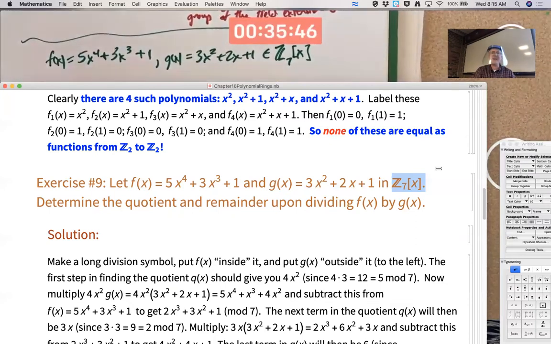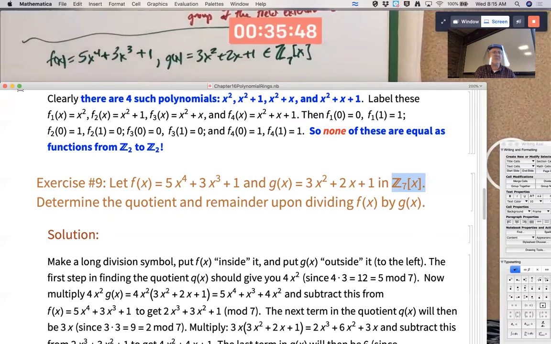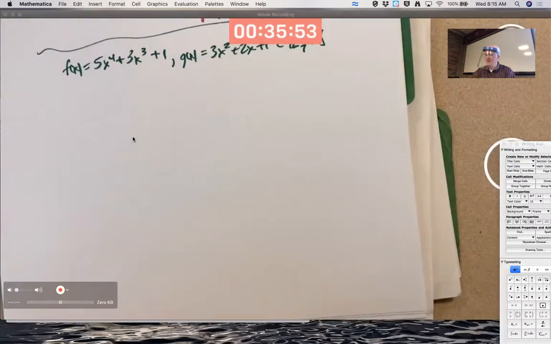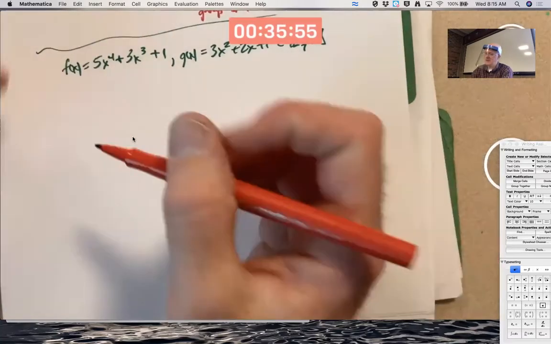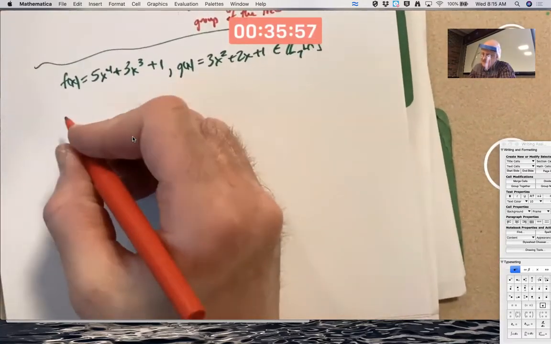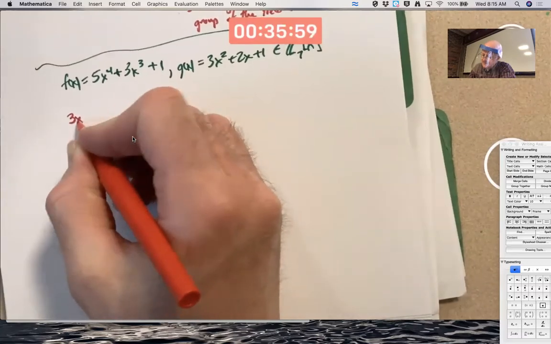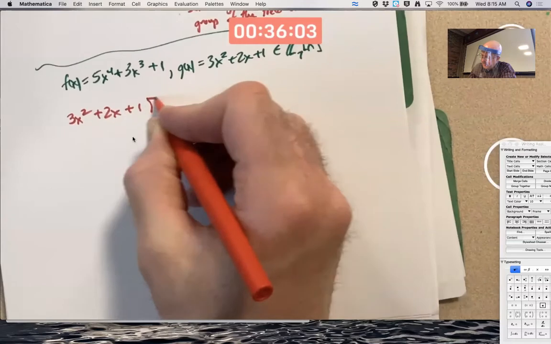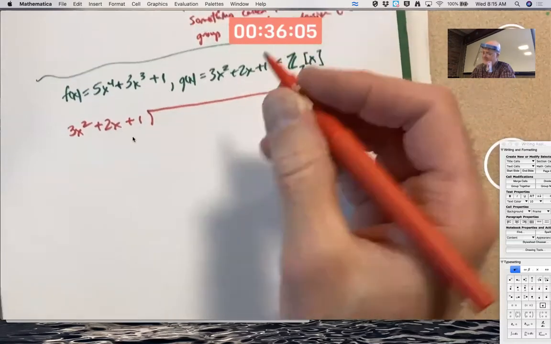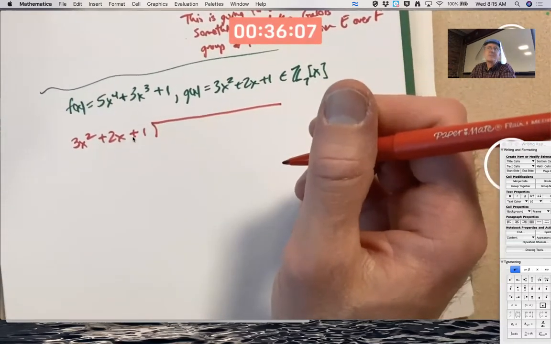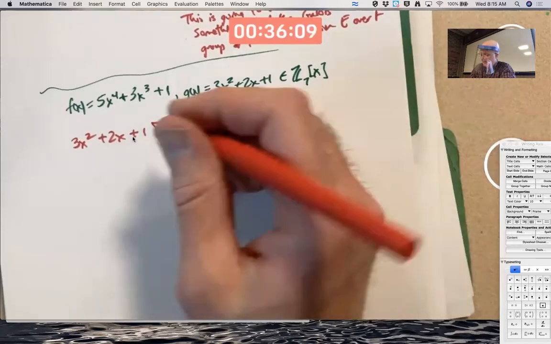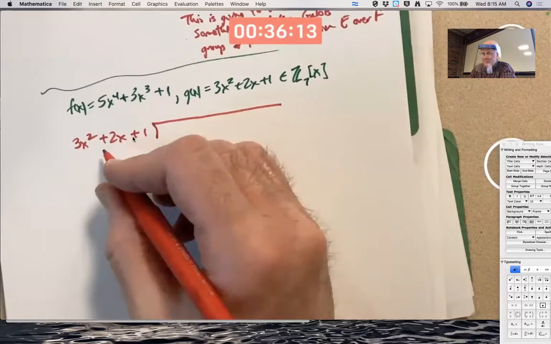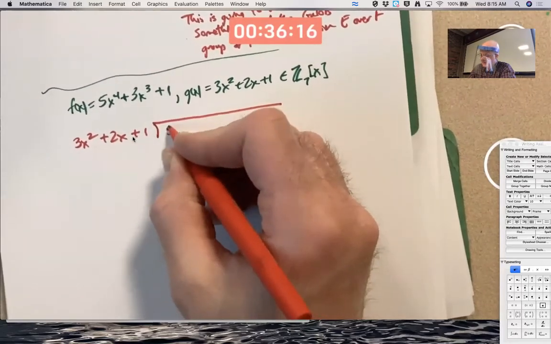We want to divide f of x by g of x, find the quotient and remainder. Okay, let's go ahead and do some polynomial long division here. And you do have to use long division in this case instead of synthetic division because we're dividing by a quadratic instead of a linear. So I'm dividing f of x by g of x. So I put the g of x over there. I put the f of x over here.